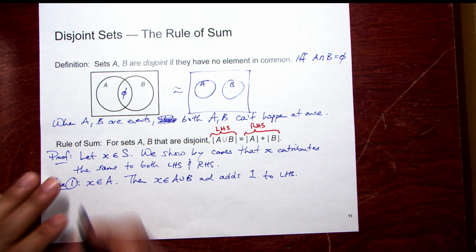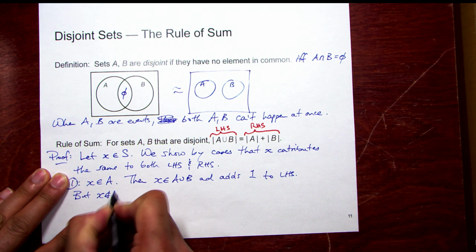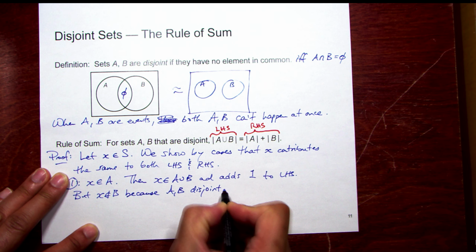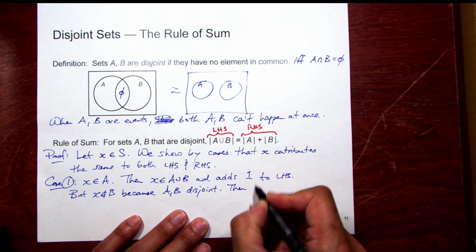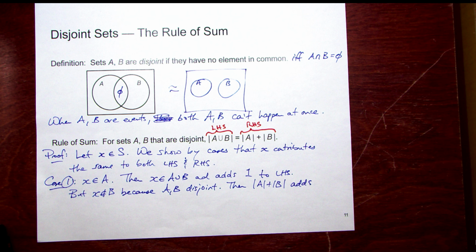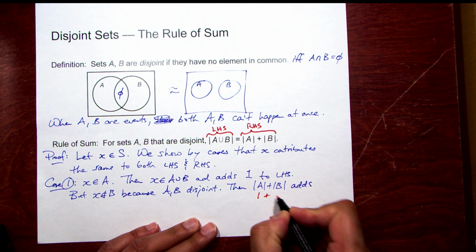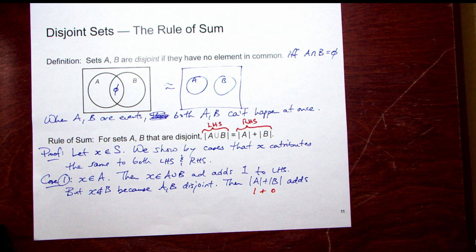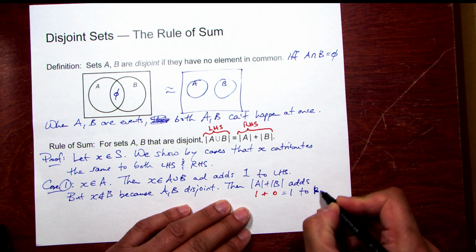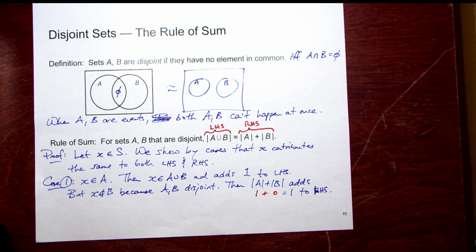Good. Okay, so X is not in B, because A and B are disjoint. So therefore A plus B adds 1 plus 0. So 1 plus 0 equals 1 to the right-hand side. Good? Good. All right, case 2.